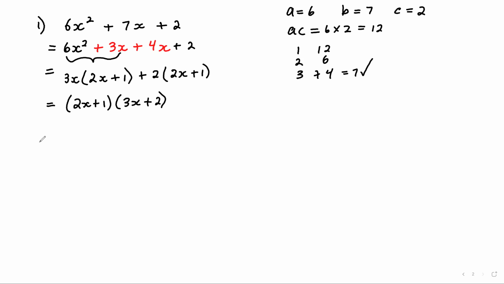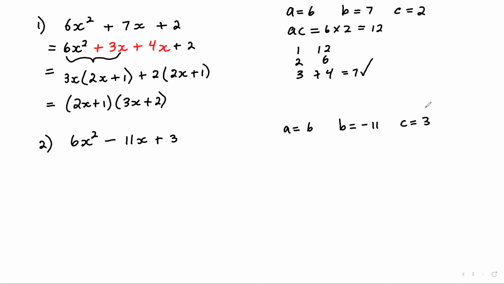All right, let's look at another one. Say I have 6x squared again, minus 11x plus 3. So the same rules apply. You identify A, B, and C. So A is equal to 6, B is equal to negative 11, and C is equal to 3.